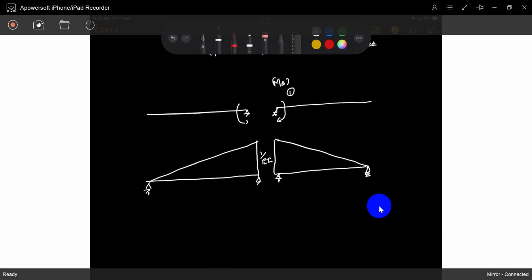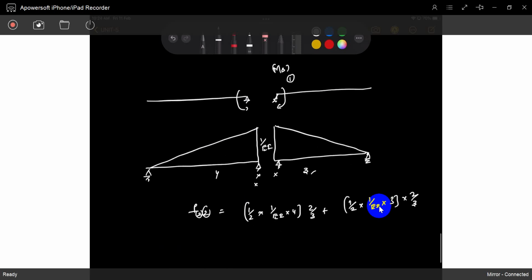You can write down delta 2 at 2, in the 2 direction, 1 force in the 2 direction. Here you have to add both. Same thing: here is 4, here is 3, you already know it. So write down 1 by 2, 1 by a, 4. Here it will come 2 by 3 part. Here also 1 by 2, 1 by a, 3. Here also 2 by 3 part will come.